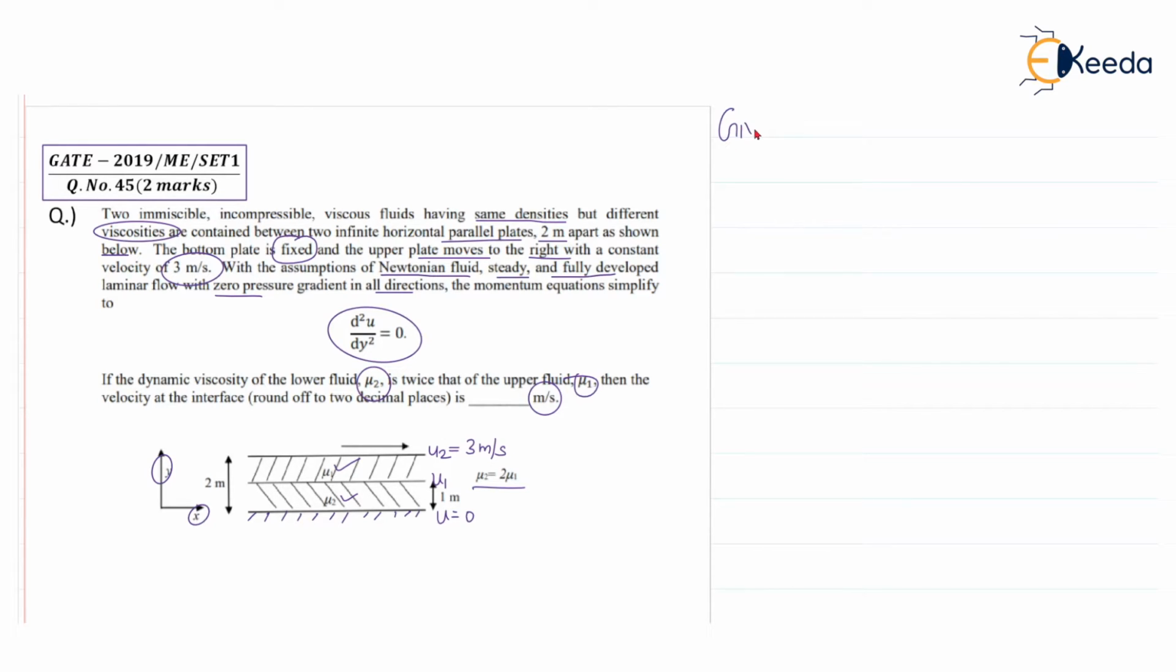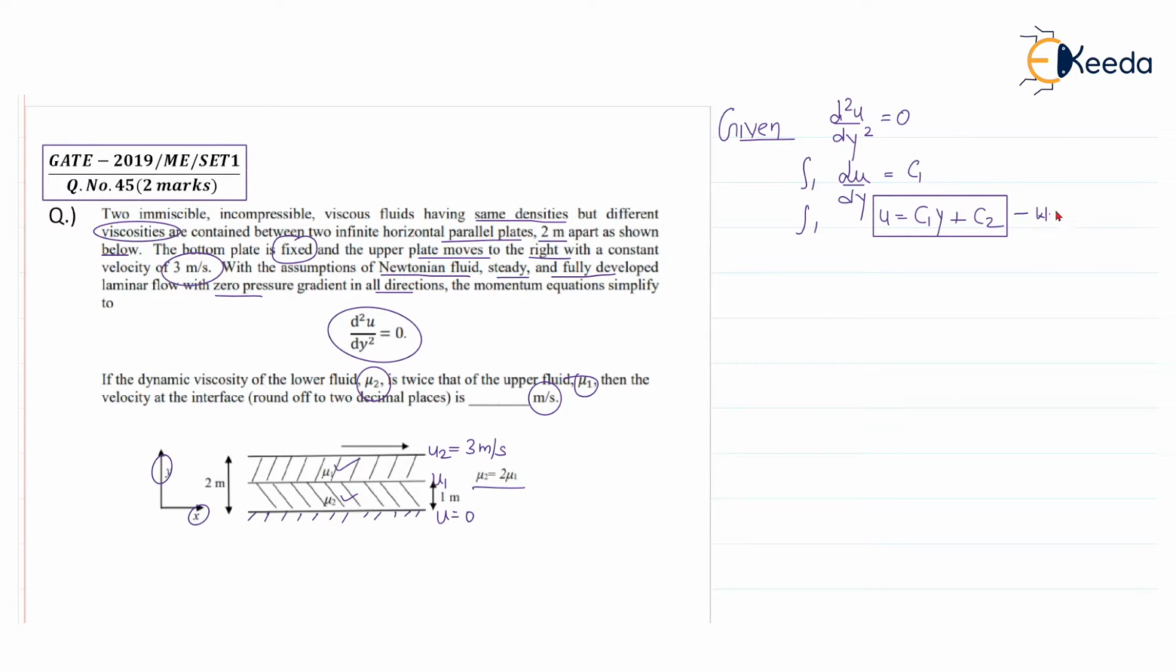So what is given here? I'll write here. Flow is laminar in both the fluids. So given data from the equation d square u by dy square equal to 0. If you integrate this equation, you will get du by dy equal to C1, a constant. Again, if you integrate the same equation, you will get u equal to C1 y plus C2. So from this equation, it is very clear that velocity is linearly varying.